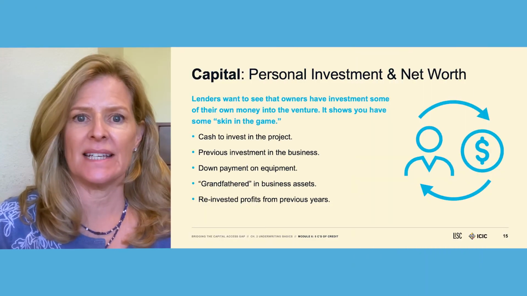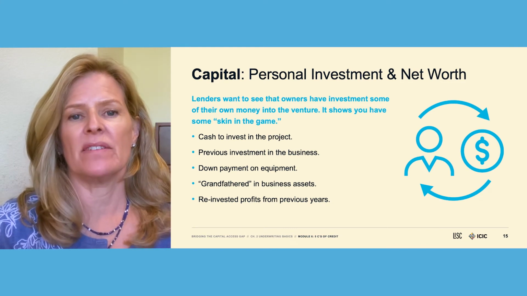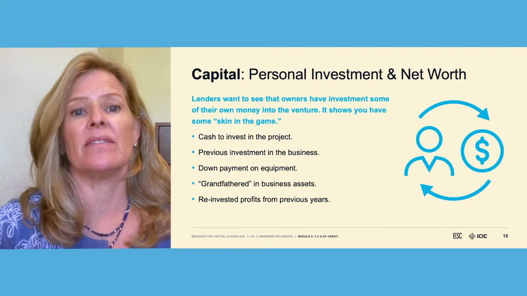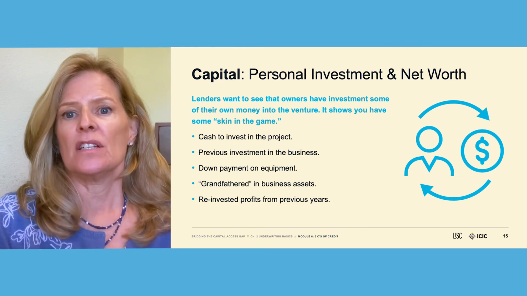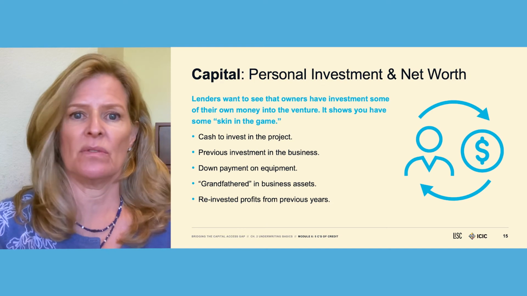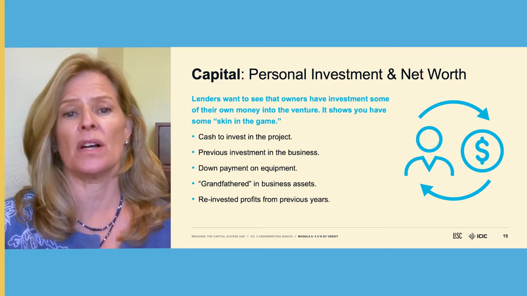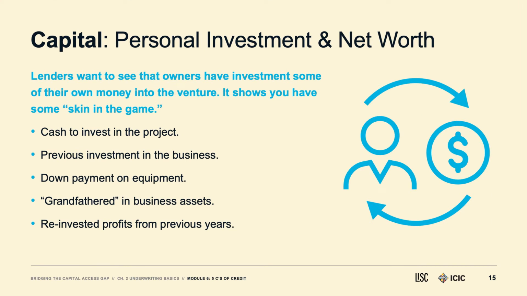So our next C is capital. Lenders want to see that business owners have invested in their own business, that they have some skin in the game. So there are several ways this could look. One is that they just have cash to invest in the project, especially as projects get bigger, like a real estate project, for example. They'll want to see that the owner has a down payment to contribute to the project.